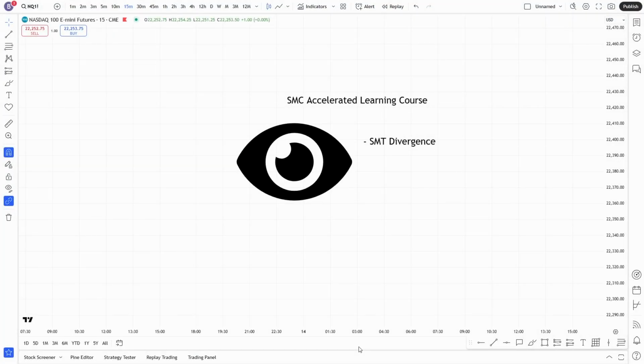All right, guys, that's it for episode number 8. Today we learned about SMT divergence, a cracking correlation between correlated assets, which will give us indication that price is going to reverse and move in the opposite direction that we're currently trending in.